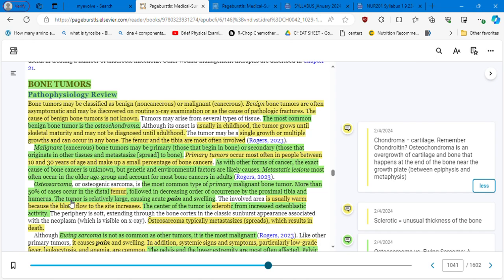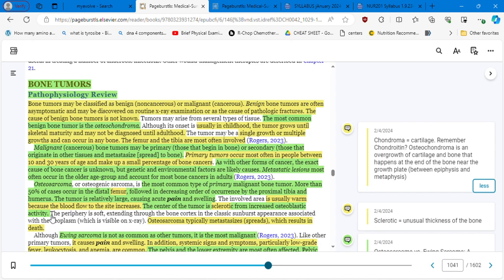The tumor is relatively large, causing acute pain and swelling. It's usually warm because the blood flow to the site increases. The center of the tumor is sclerotic, and that means an unusual thickness of the bone from increased osteoblastic activity.